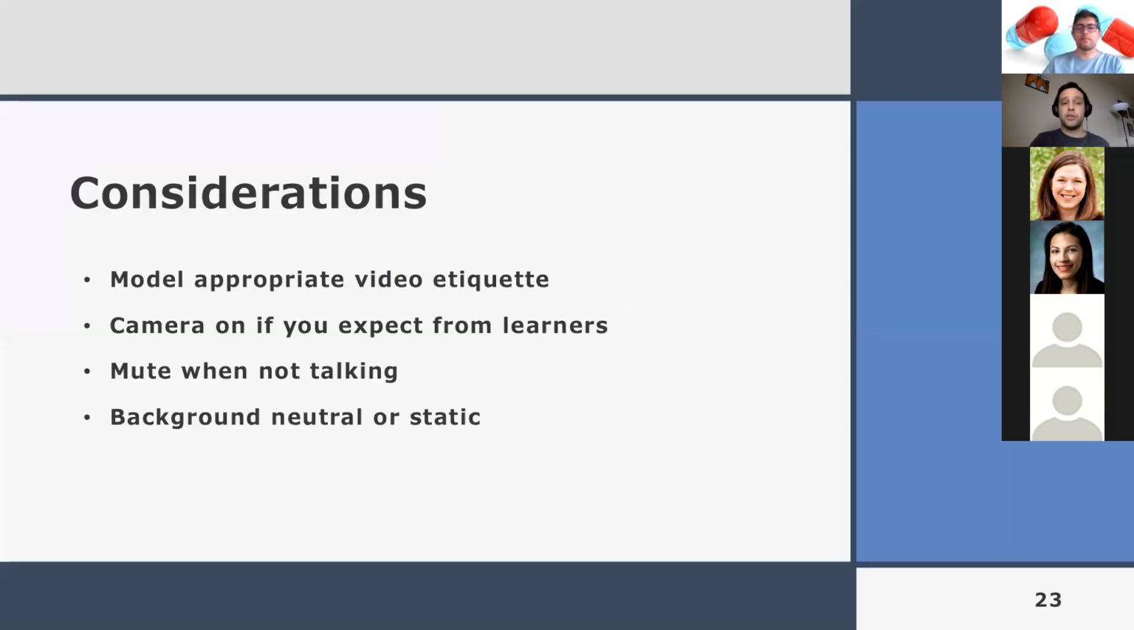Considerations for this is make sure to model appropriate video etiquette. So if you want your students to have their video on, make sure that you always have your video on. And if you don't have your video on, make sure to clearly communicate why that is.